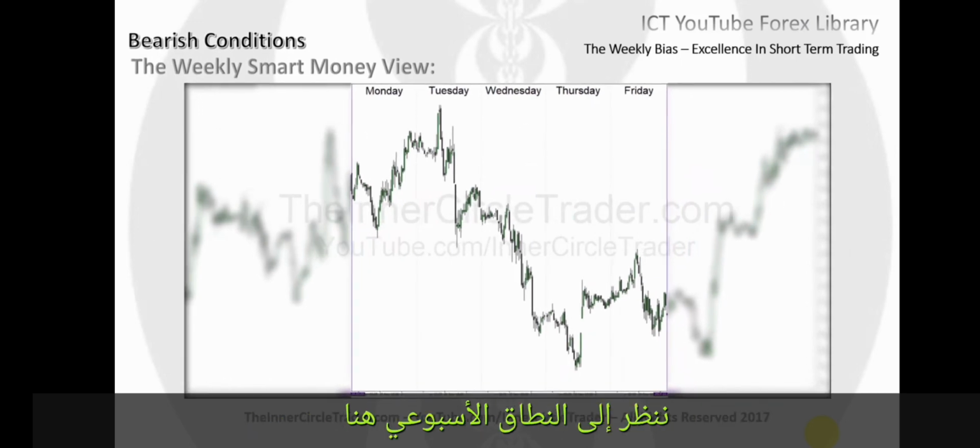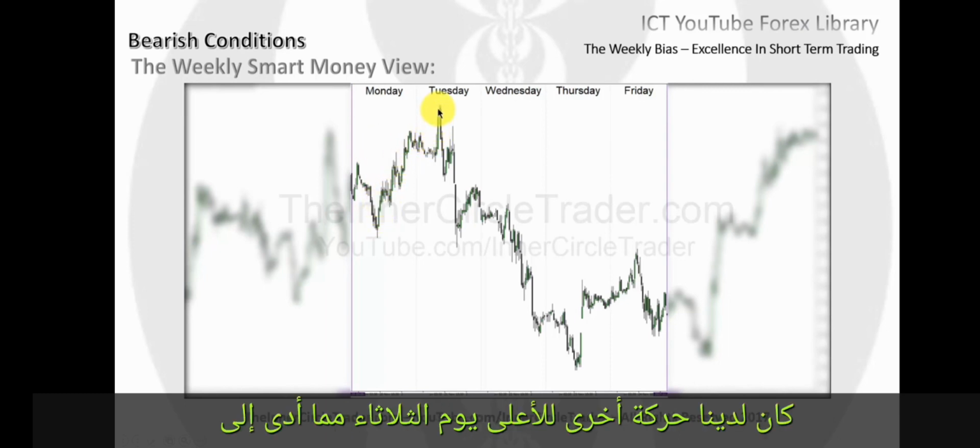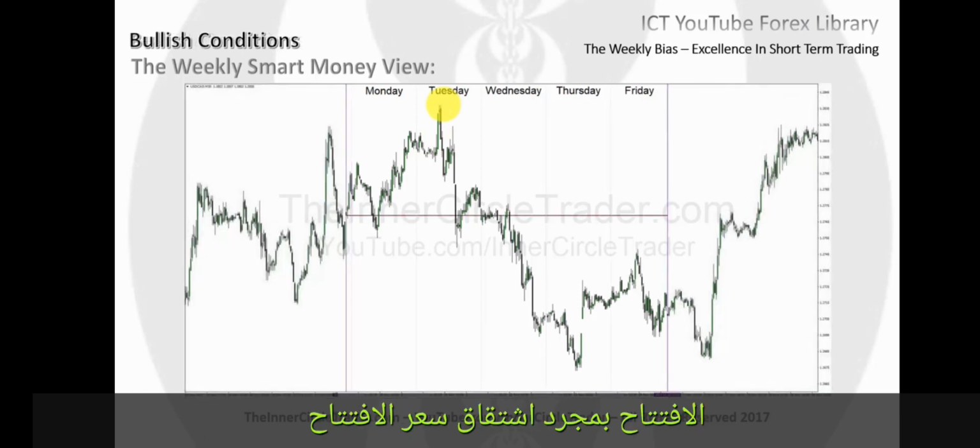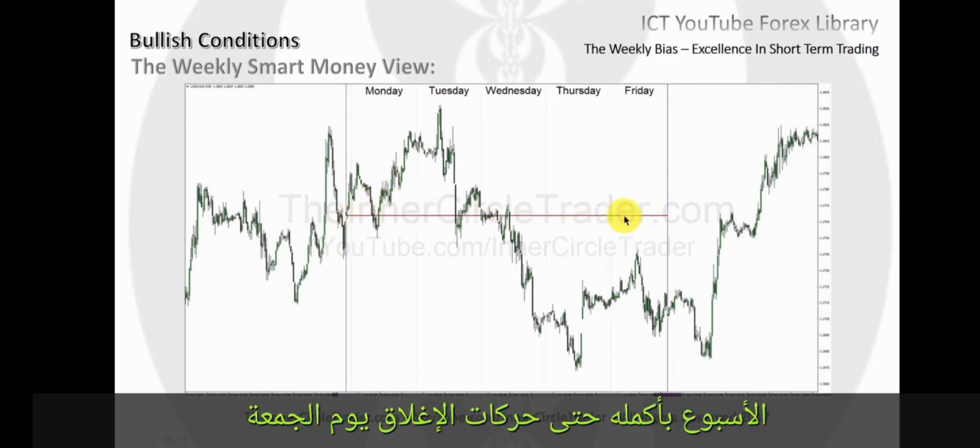So we're looking at the weekly range here for this particular currency. This happens to be the dollar CAD. You can see how price did in fact have an up movement on Monday, and then another movement up on Tuesday, creating the high of the week during the London session, which is what we were looking for in the overall scenario. We anticipate a bearish week ahead of the open. Once that opening price is derived on Sunday, we extend that through the entire week until Friday's close.